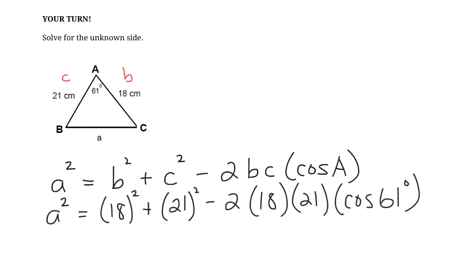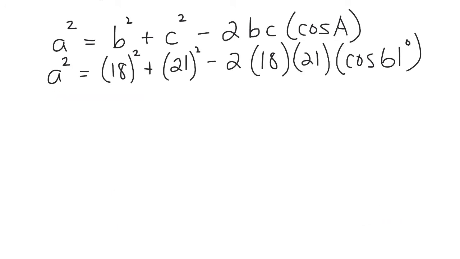So I've filled in all of the information that was given to me from the diagram. So I know side B is 18, which needs to be squared, plus side C, which is 21, also needs to be squared, minus 2 multiplied by 18 multiplied by 21 multiplied by the cosine of angle 61. Next, you want to simplify the equation as much as possible. So we have a squared, which is equal to 18 squared. 18 squared is 324, plus 21 squared, which is 441.